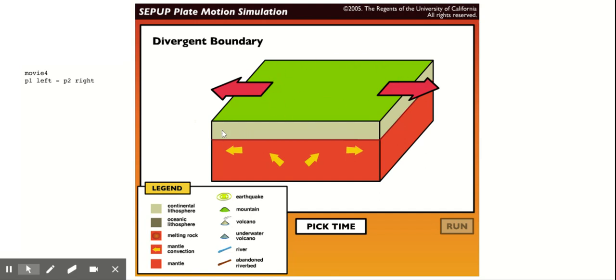And then underneath, you can see the crust is the gray part, with the green grass or trees growing on top of it. And underneath, we've got the mantle in red or orange. And you've got those arrows showing the convection cells pushing outwards on the divergent boundary.